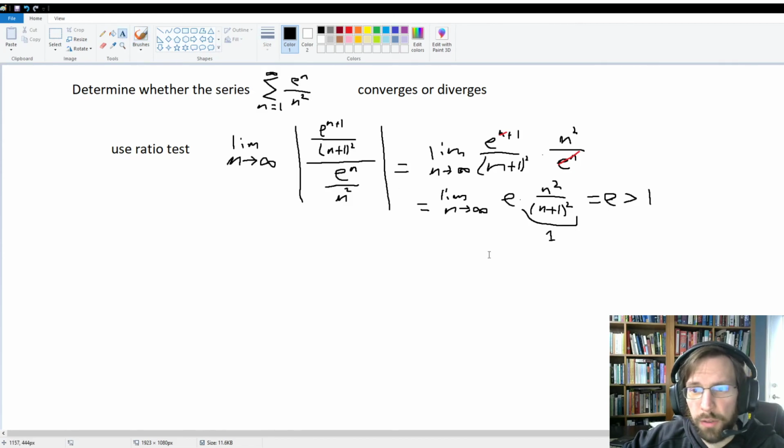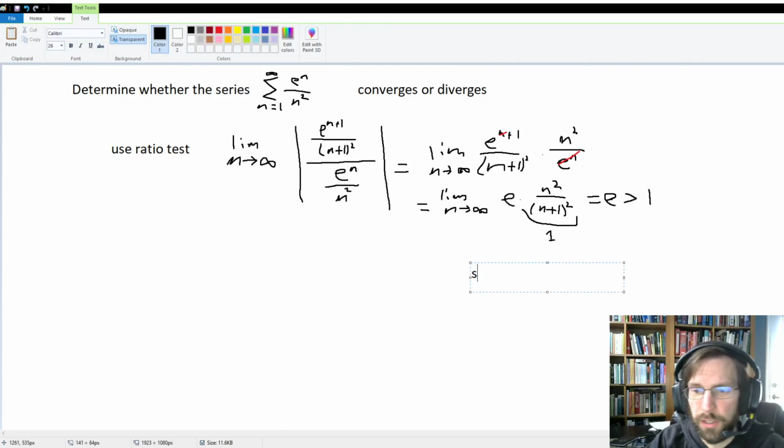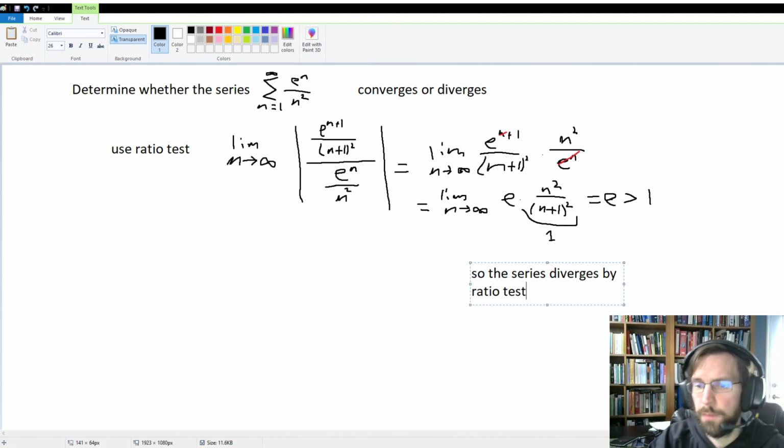Okay, and e is 2.7 and change, so this is going to be strictly bigger than 1. And because that's strictly bigger than 1, that tells us that the series diverges by the ratio test.